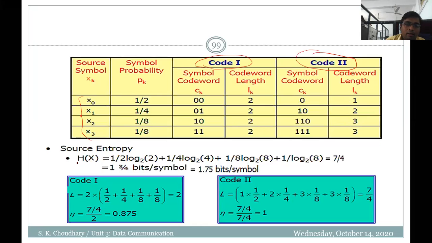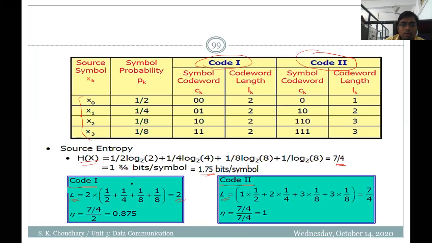Now we have to find out the entropy. Entropy would be the same for both coding methods, either fixed length code or variable length code. H(X) would remain the same, and it comes out 7/4 bits per symbol, or you can say 1.75 bits per symbol. Now find out the efficiency for code 1 and code 2. For code 1, the average code word length L would be equal to 2, but for the variable length code word L becomes 7 by 4, which is less than 2.